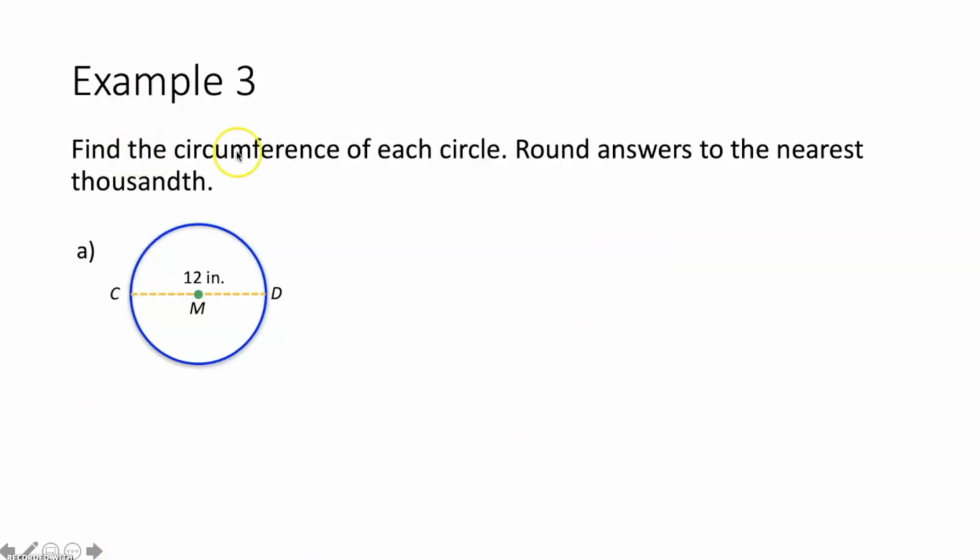Now, example 3 says find the circumference of each circle. Round answers to the nearest thousandth. Now, if you recall, we had 2 circumference formulas. Circumference of a circle is equal to pi times the diameter, and circumference of a circle is equal to 2 times pi times the radius.